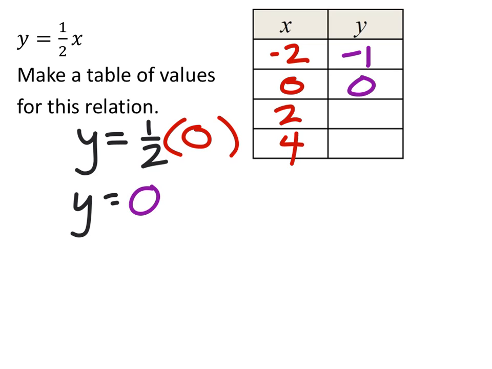Showing that it passes through the origin, and since this has a constant rate of change, it is a proportional relationship. And then the next x value is 2, so my y will become 1, and I can put that in the table. Finally, when x is 4, we find that y is 2, and I can put that in the table as well.